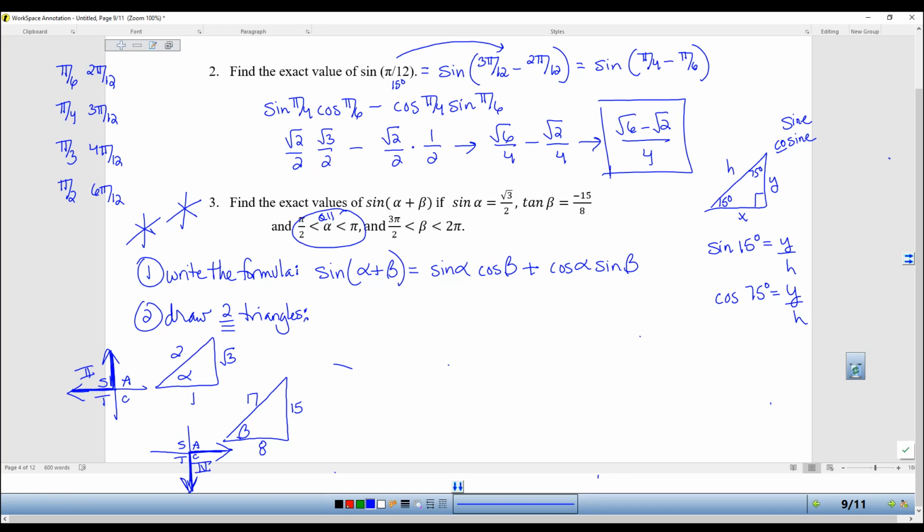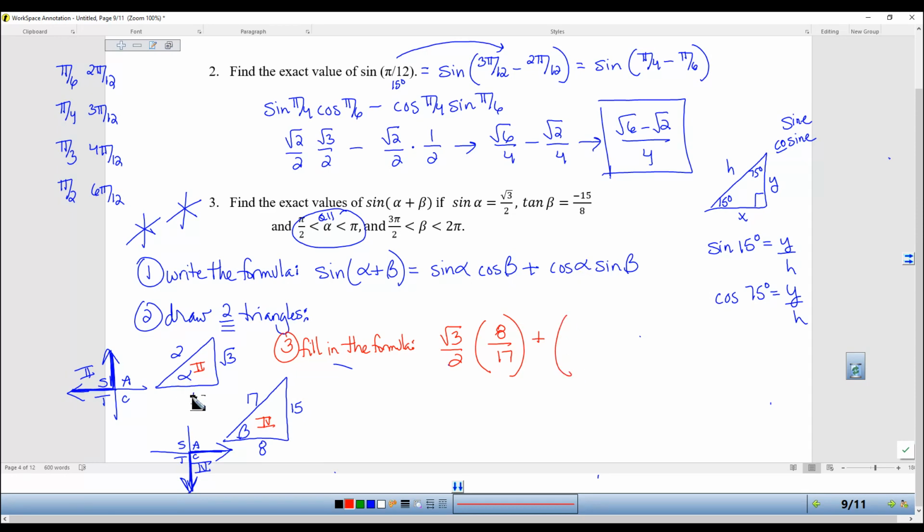So step 3, fill in the formula. So sine of alpha is the square root of 3 over 2. Remember that I'm in quadrant 2, so sine is positive. Cosine of beta is 8 over 17. I'm in quadrant 4, and cosine is positive there. So if you forgot those, you would have gotten lucky because they're already positive.